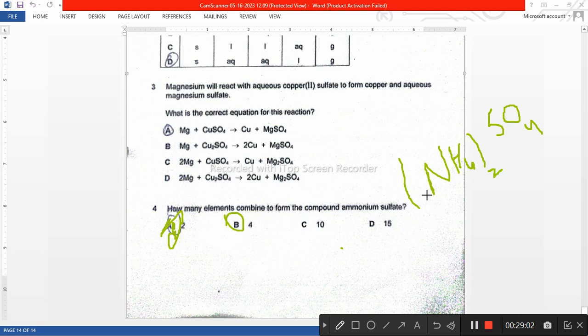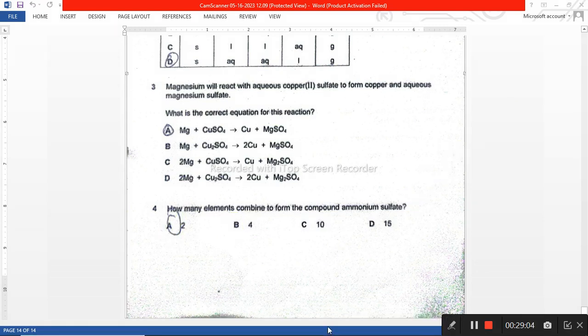This is ammonium sulfate. So this is today's lecture, and I hope it will be clear to you and you will be able to differentiate between the types of reactions, how to make chemical equations and how to balance ionic equations. So thanks for watching.